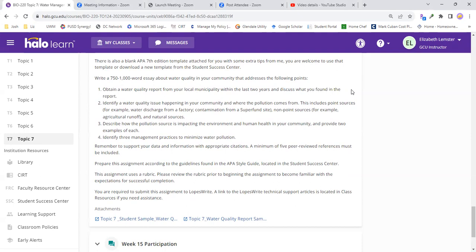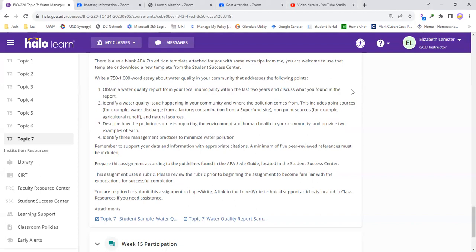The next thing that you'll do is you will find a water quality issue that's happening in your community. So you'll have to do some research there. You are going to talk about where the pollution comes from. It could include point sources and non-point sources, could include natural sources as well. You are going to talk about how the pollution source is impacting the environment and human health in your community and provide 2 examples of each. So 2 examples of how the pollution source is impacting the environment, and then 2 more examples of how the pollution source is impacting human health within your community.